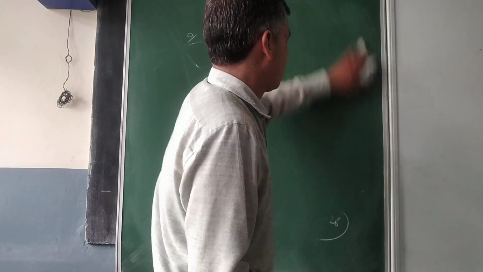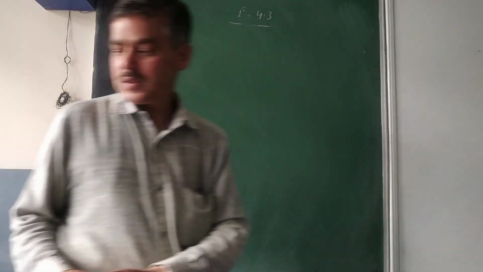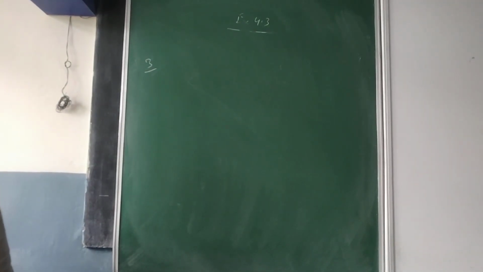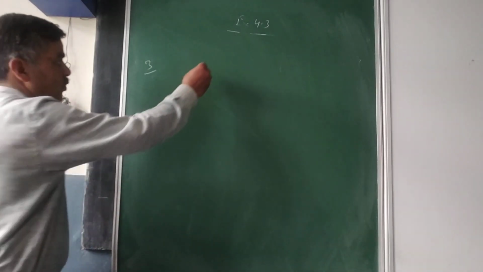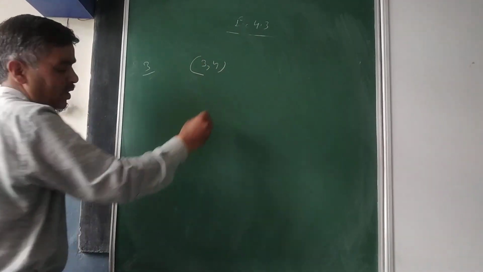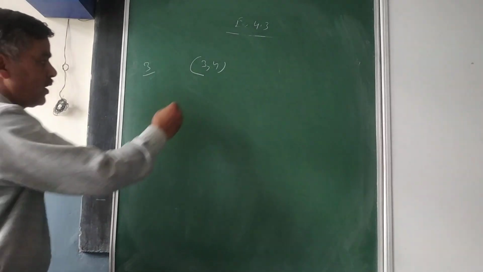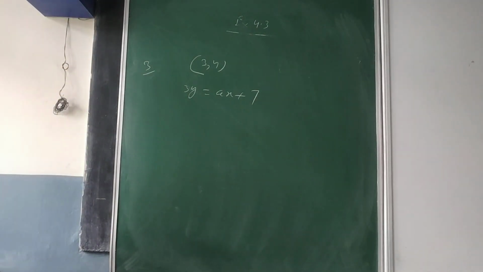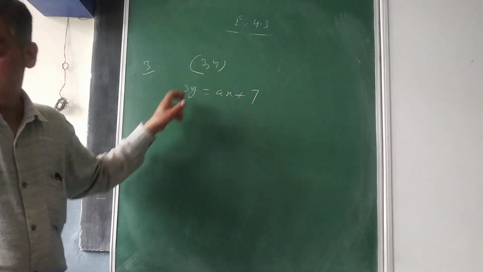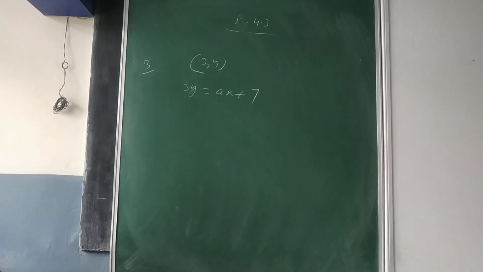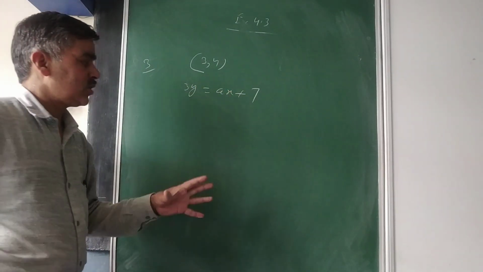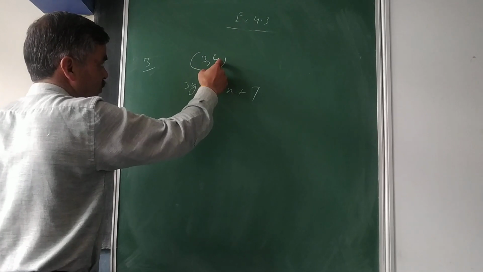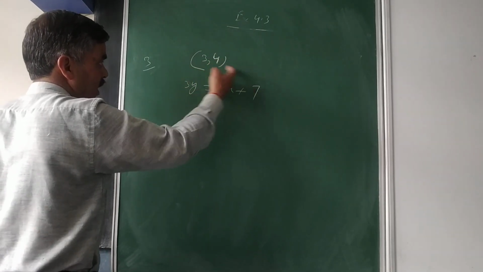Question number 3 of this exercise is, here it is. If the point 3, 4 lies on the graph of the equation, 3, 4 is the point which is lying on the graph of the equation given as 3y is equal to ax plus 7. So 3, 4 is lying on this equation, then you need to determine the value of a. So again this question belongs to your section B. So here you know when these are the coordinates given, 3 and 4, this is the x coordinate, this is the y coordinate, lying on this equation.